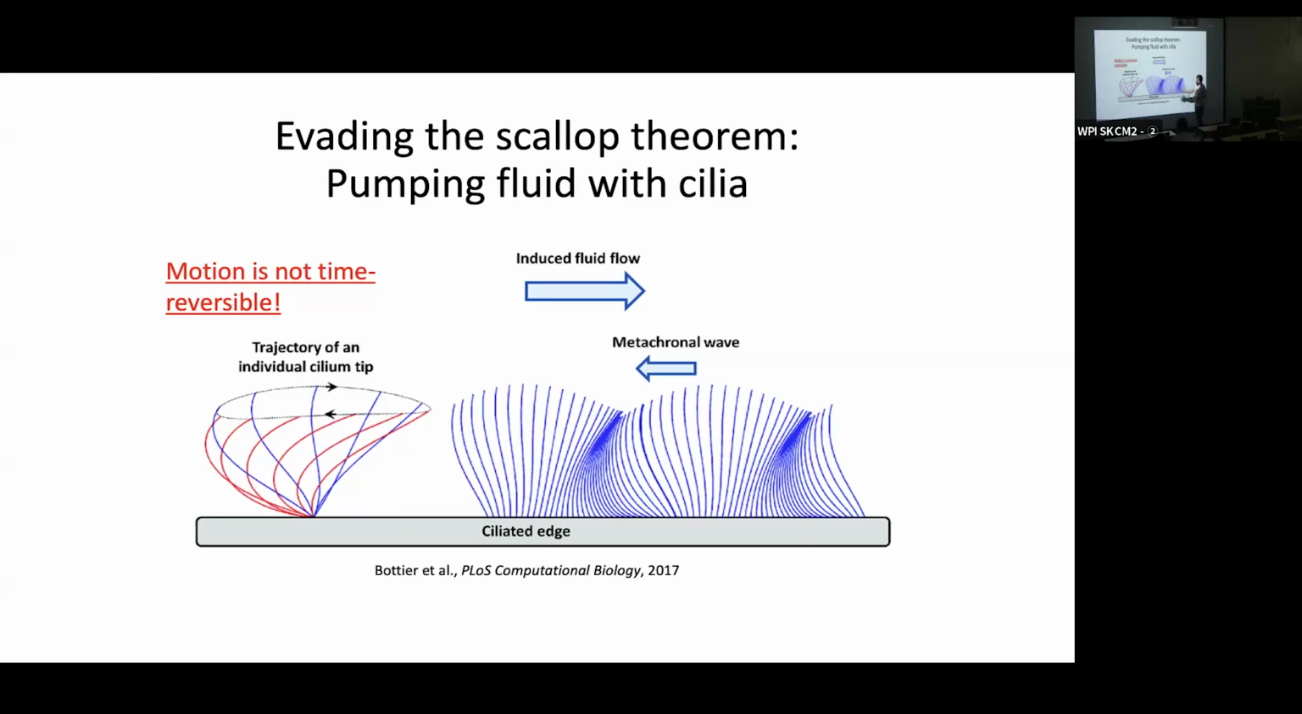Now, you don't want to just have one cilium. It's not going to give you much power. You want a lot of cilia. And if you want to pack a lot of cilia together, you have to coordinate their motion so they don't crash into each other and tangle and so on. So that's why these microswimmers are coated with a carpet of cilia that beat in a coordinated fashion. And that coordination looks like a metachronal wave going down the tips of the cilia, and that gives a net pumping to the right.